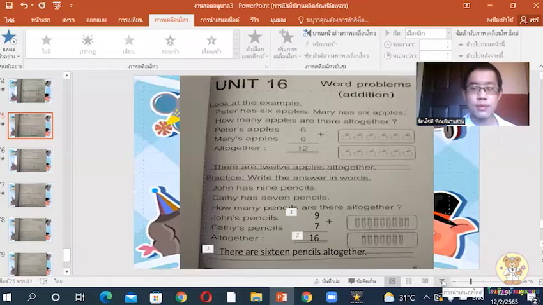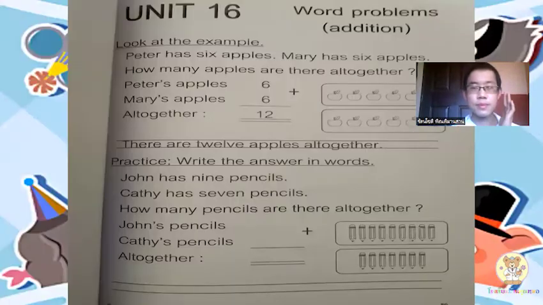And today, we are going to study Unit 16, Word Problems Addition. Again, if you are ready to study, please say yes. Okay, let's start. Okay, everybody, please take a look at this presentation, Unit 16, Word Problems Addition.